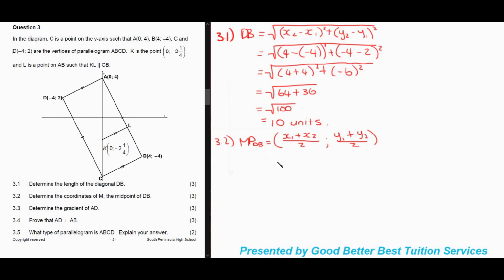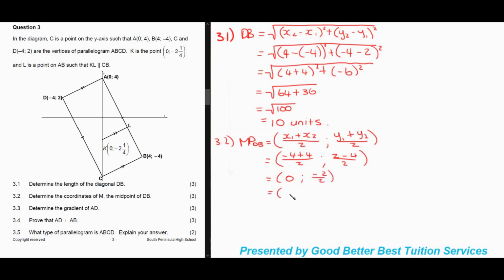Now to have a look at the substitution. I'll use D as 1 and B as 2 once again. So it's going to be (minus 4 plus 4) over 2, and then (2 minus 4) over 2, because I would substitute in a minus 4 after the plus sign, but it changed the plus sign to a minus sign. So minus 4 plus 4 gives me 0, so my left side equals 0. And over here I have 2 minus 4, which gives me minus 2 over 2.